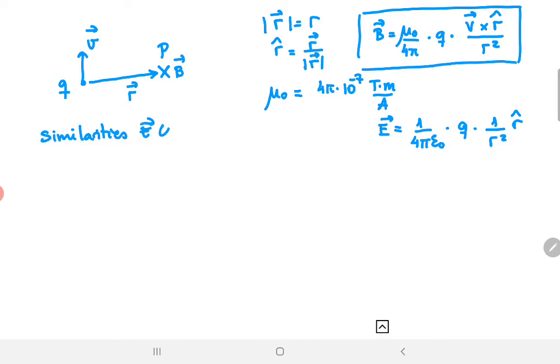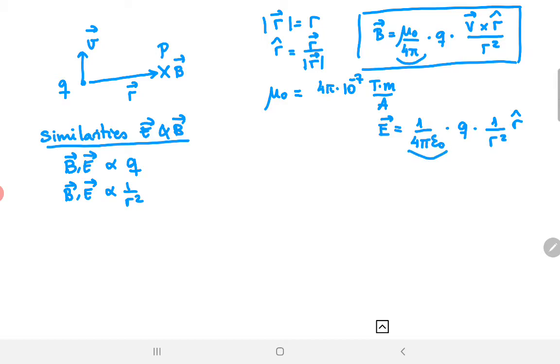If we want to highlight similarities between the electric field and the magnetic field, we could say that both are proportional to the charge. So in both cases, the bigger the charge, the bigger the field. Then we also can highlight that they are both proportional to 1 over the square of the distance. So the further away we are from the charge, the weaker the magnetic and the electric field are. There are also these constants that appear in both.